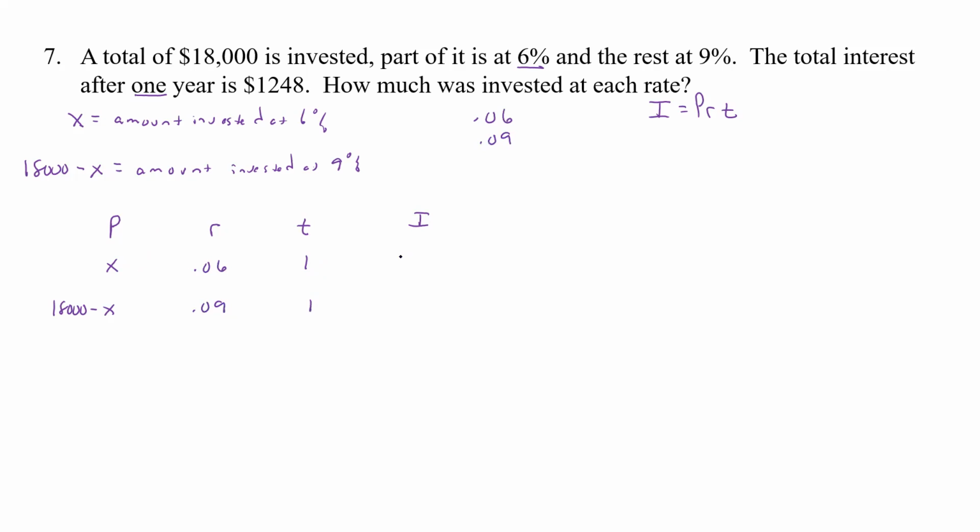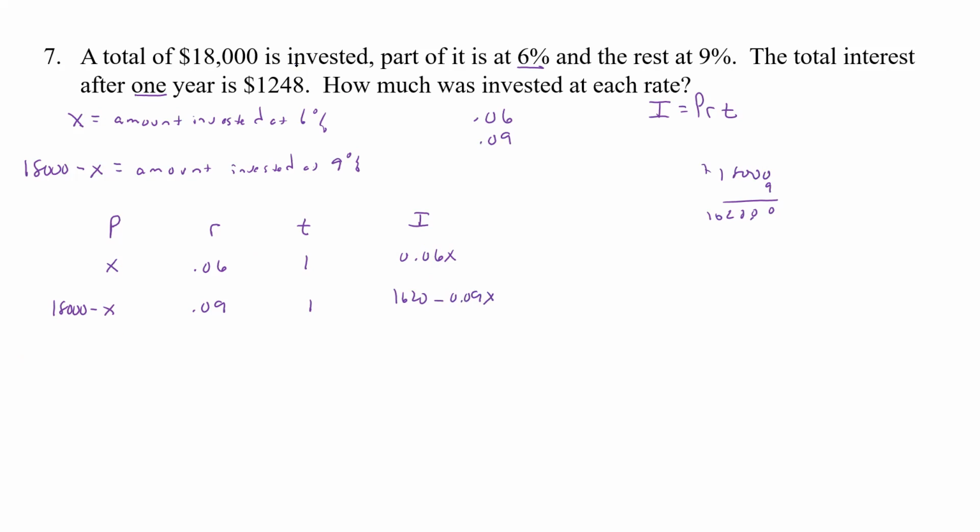So that's just going to be 0.06x. All right, now this one's going to be 18,000 minus x times 0.09 times 1. Well, 18,000 times 0.09 is going to be 1620, and then minus 0.09x. Okay, so those are the two interest amounts after 1 year, invested at that much on each one.